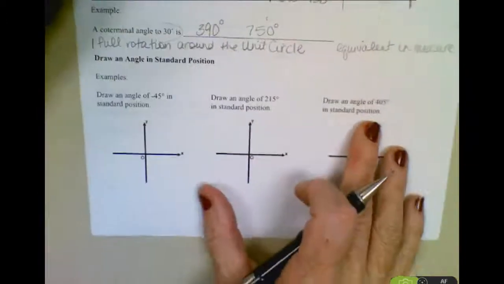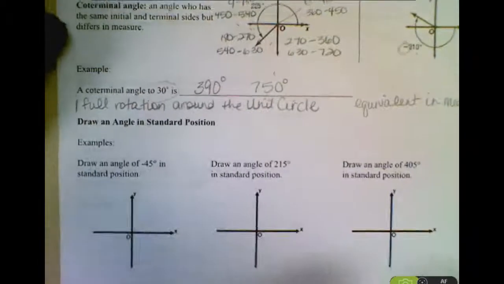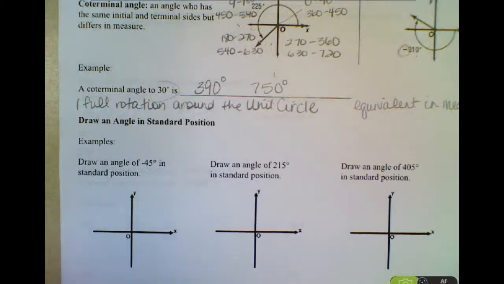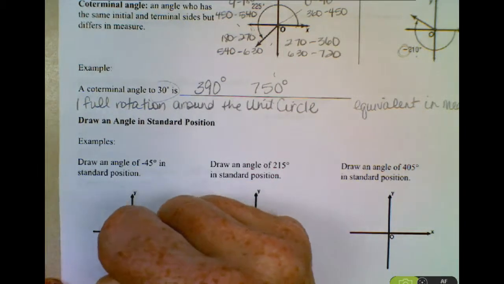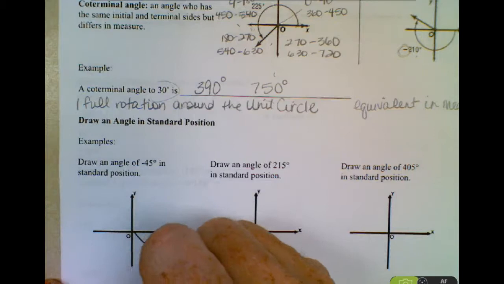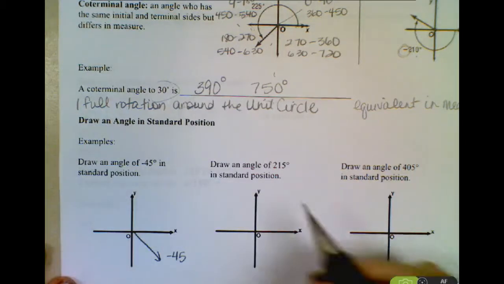We're going to go down below, and we're going to practice drawing just some standard angles and where they would be. These don't have to be exact. I'm looking for you to get them in the correct quadrant. So draw an angle of negative 45. That means I should be starting here and coming down. 45 is right in between. Each one of these quadrants is 90 degrees, so it'd be right about here. That would be a negative 45 angle.